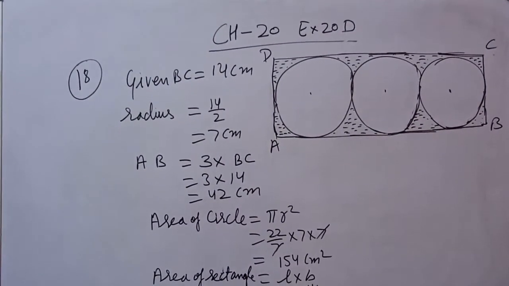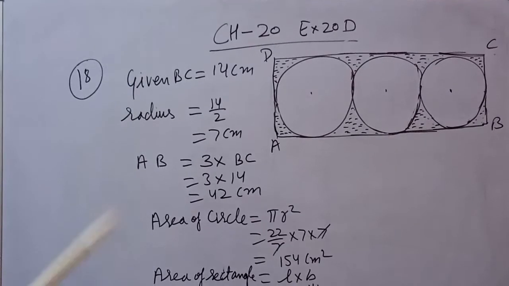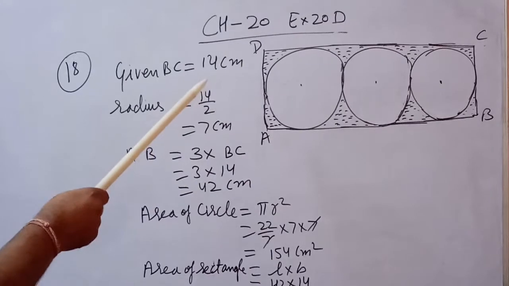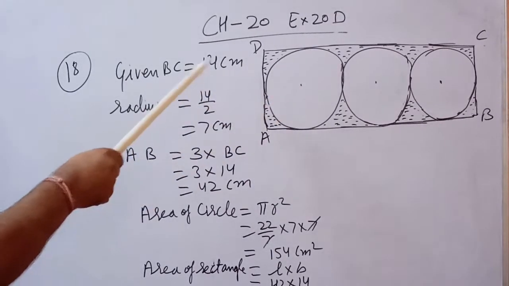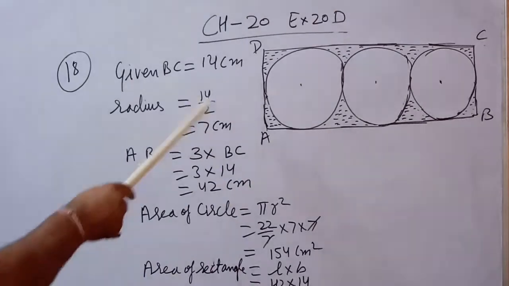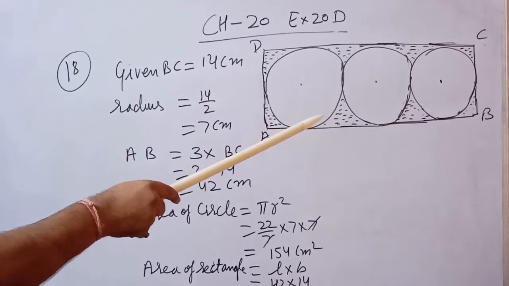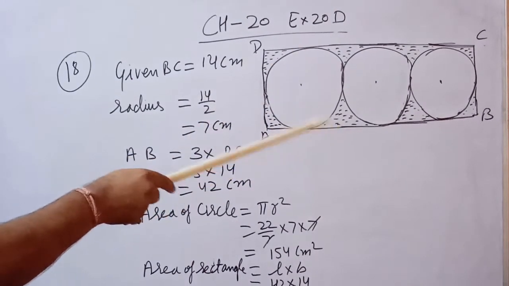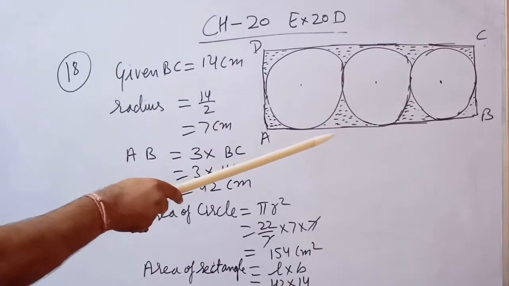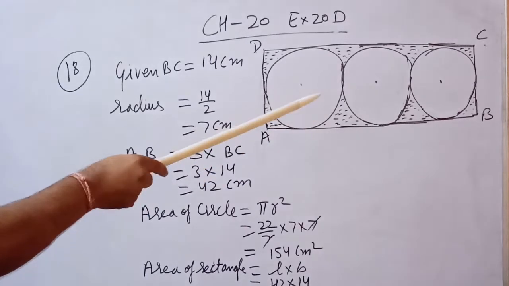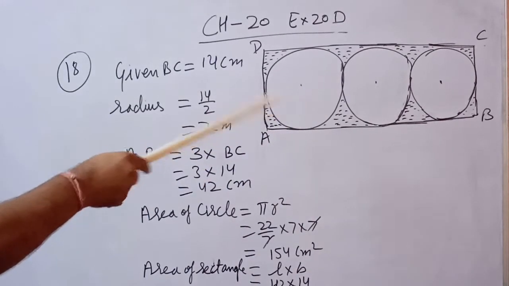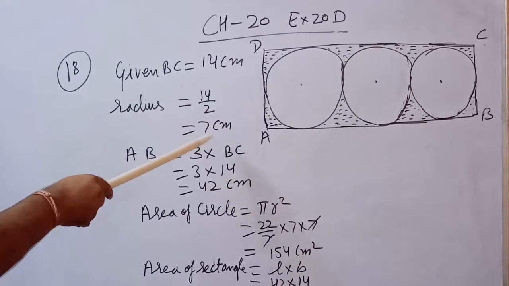Children, I am taking question number 18, in which a figure is given, ABCD, in which ABCD is a rectangle and in which we have 3 circles, and here the shaded part, and we have to find the area of the shaded part. As we have the 3 circles, you can see the figure, and BC is given, 14 centimeter. When you see BC, you will find that BC is the diameter of the circle. So radius of this circle enclosed in this rectangle will be 14 upon 2, that is 7 centimeter.